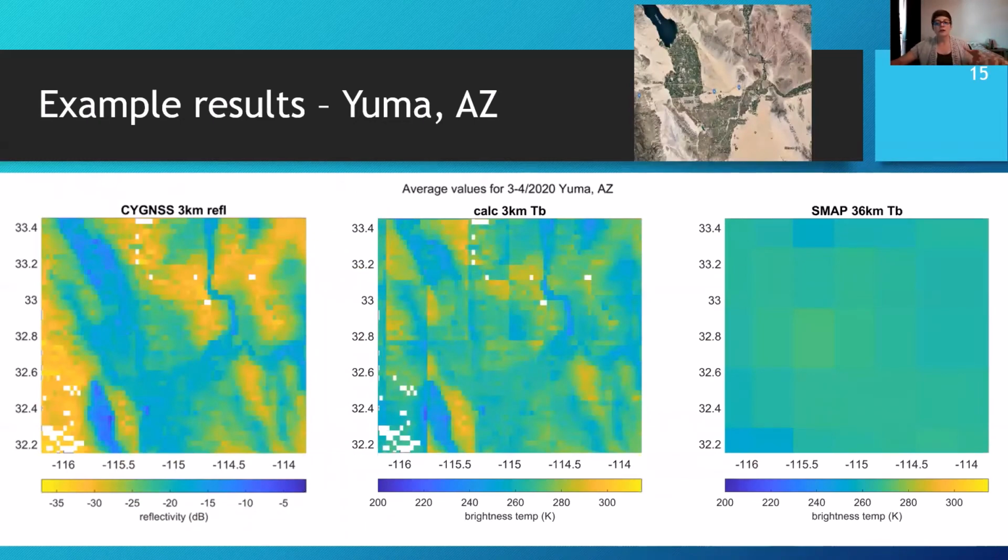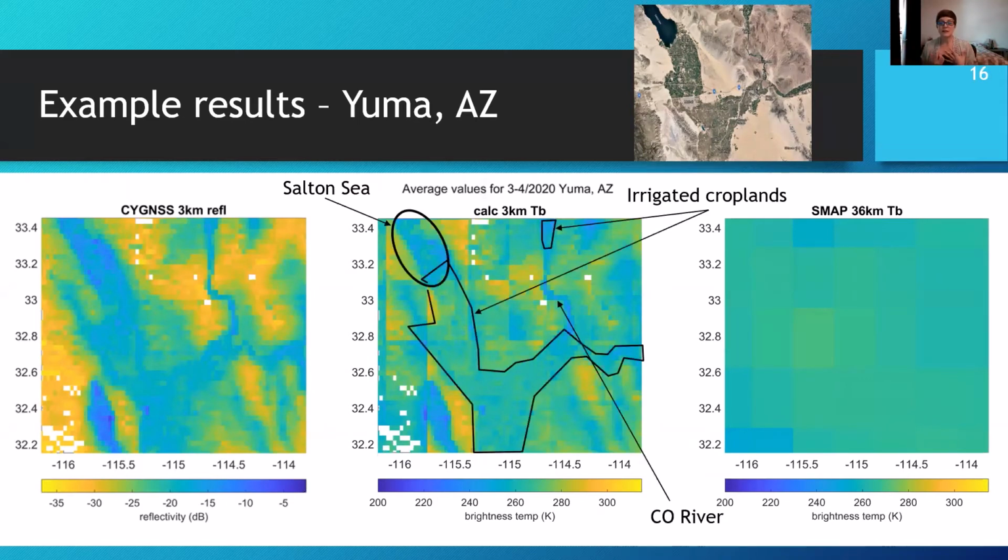Now, comparing the 3-kilometer Cygnus reflectivity map on the left with the calculated 3-kilometer brightness temperature map in the middle and the SMAP 36-kilometer brightness temperature map on the right, we can see much of the same detail in the calculated 3-kilometer brightness temperature data as in the 3-kilometer Cygnus reflectivity data. Specifically, the Salton Sea, Colorado River, and irrigated croplands are all discernible in the calculated 3-kilometer brightness temperature map, but not in the SMAP 36-kilometer data.